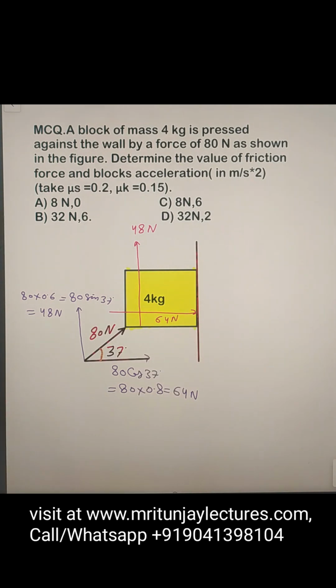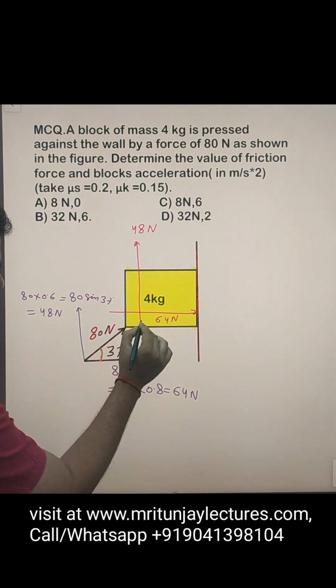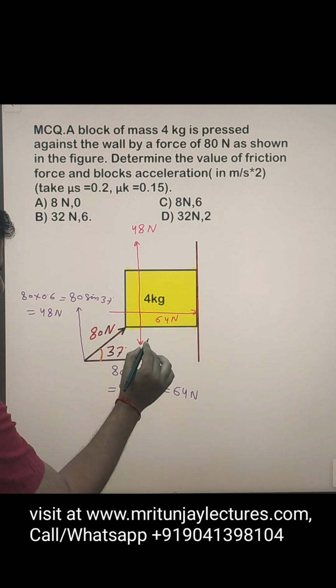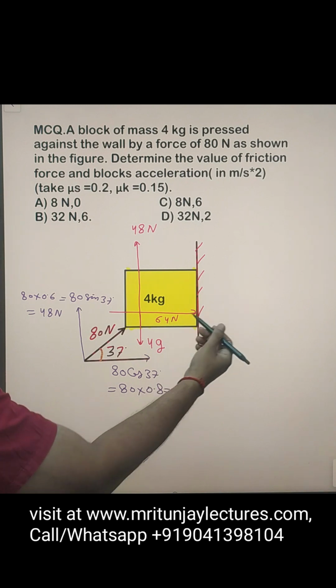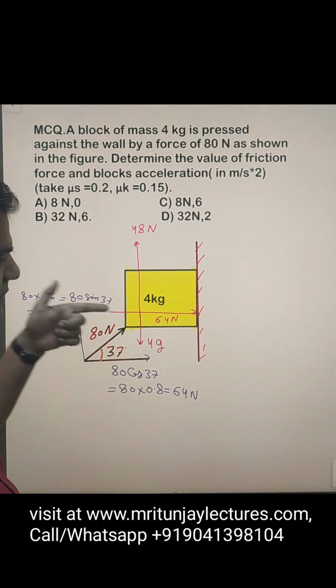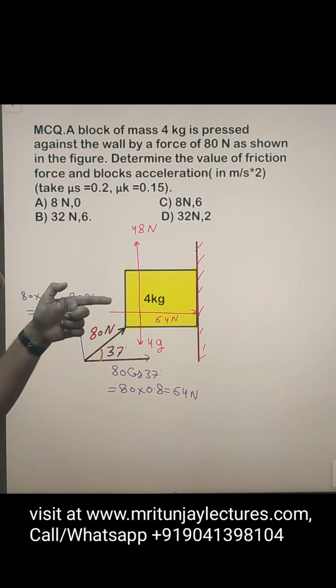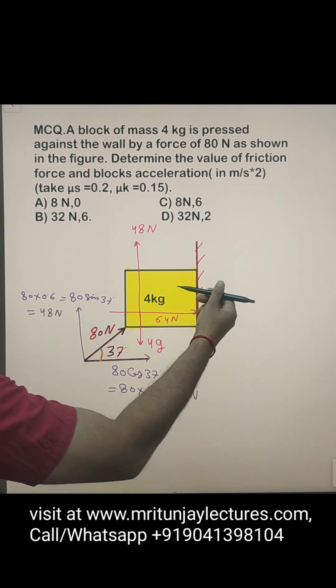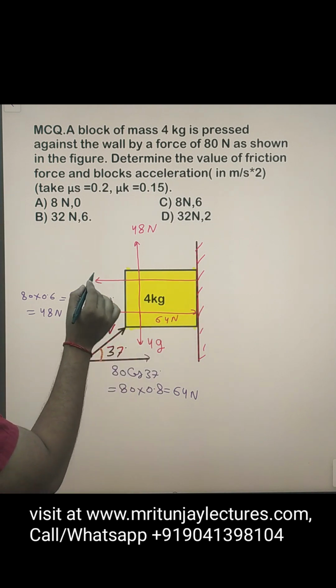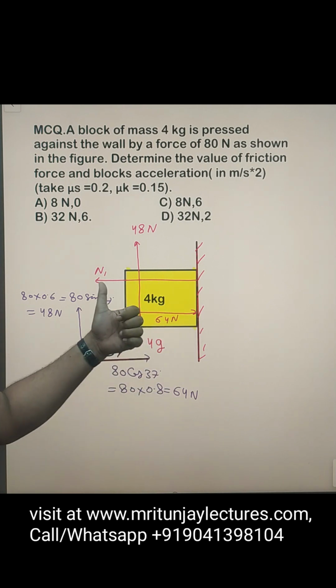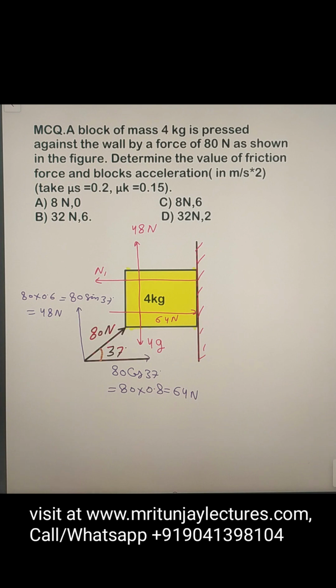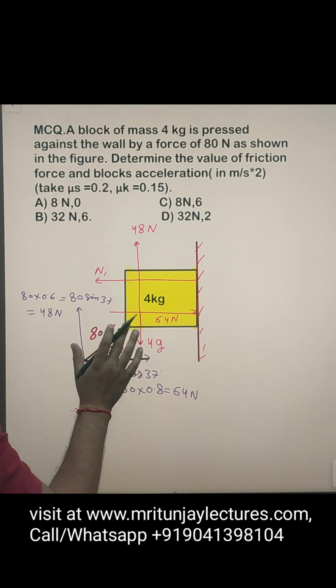Okay, clear? Weight mg always works in the downward direction, so 4 into g. And this is the wall, so if the block presses on the wall with 64 Newton, then the wall also applies a normal force N1 against this block, always perpendicular to the surface. Now, according to the question, the whole system is in equilibrium. Well, the question does not say equilibrium or not.